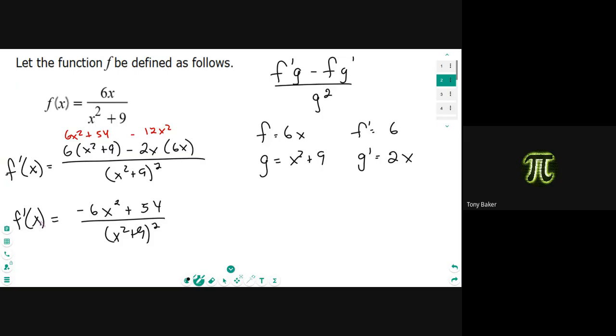What's the next step we have to do? What did we look for last class? Zeros and where it doesn't exist. So in essence, when we're looking at a rational function like this, we're looking at the top and the bottom. When does the top equal 0? When does the bottom equal 0? So 0 equals -6x squared plus 54.